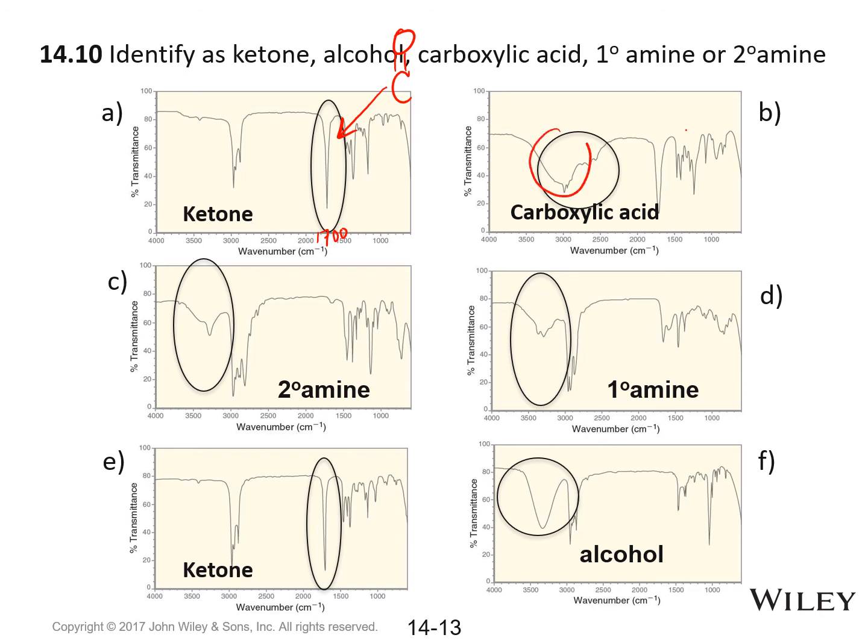Spectrum B is a carboxylic acid. We've got this broad OH peak, and we have that carbonyl. That's how we know it's a carboxylic acid. Spectrum C shows us a secondary amine. We have a broad but not quite as intense peak, and it's a single peak, unlike spectrum D, where we have a broad double peak. That means it's a primary amine.